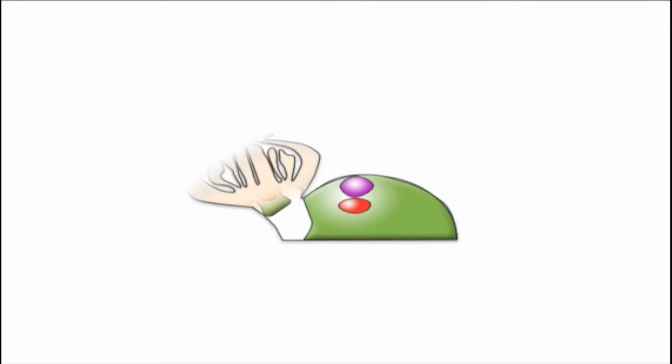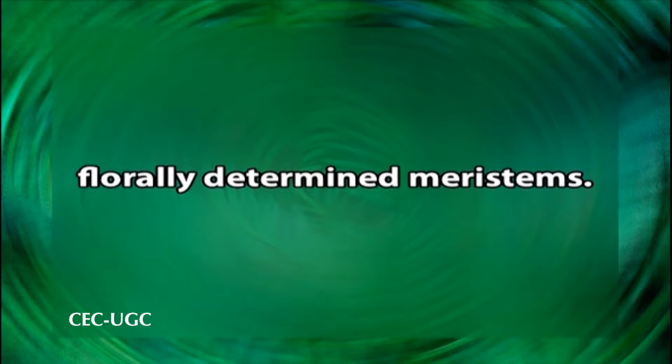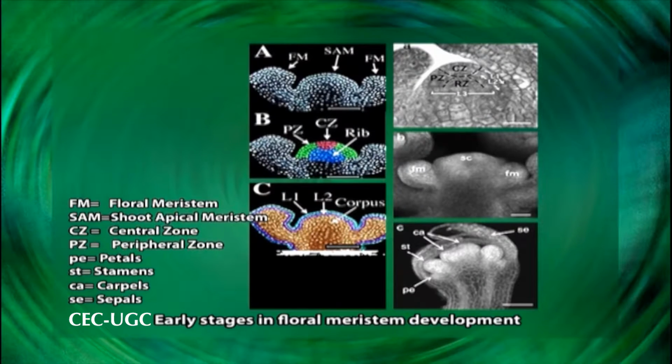Flowering is one of the most intensively studied processes in the development of plants. Flower develops from florally determined meristems. These small portions of cells proliferate to form the floral organs, including the sterile outer organs called sepals and petals, and the inner reproductive organs called stamens and carpels.